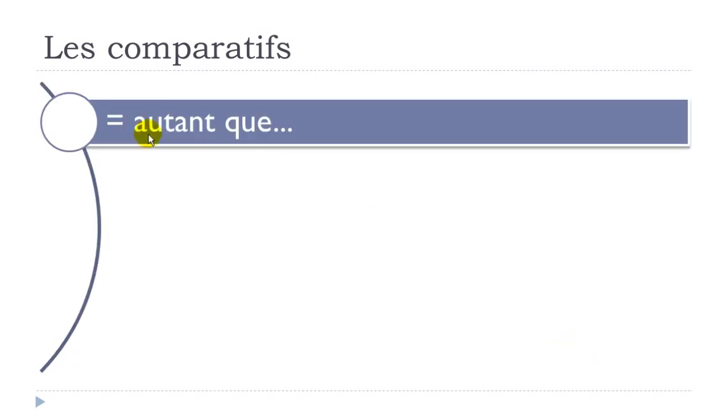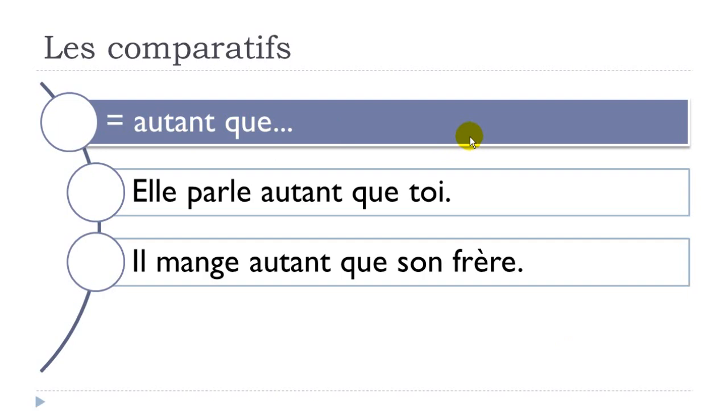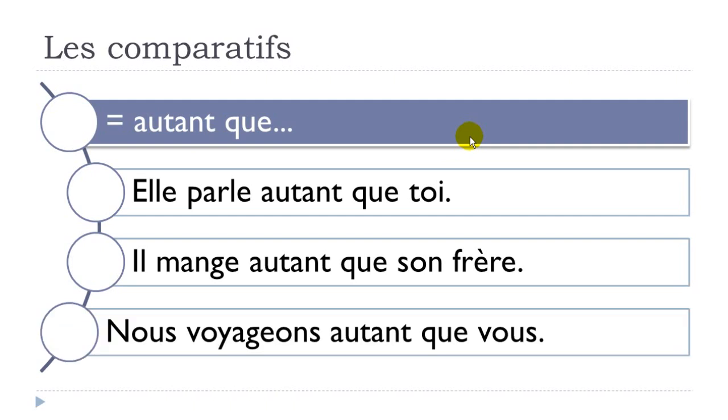And then, autant que. All right? So it goes like, elle parle autant que toi. Il mange autant que son frère. Nous voyageons autant que vous.